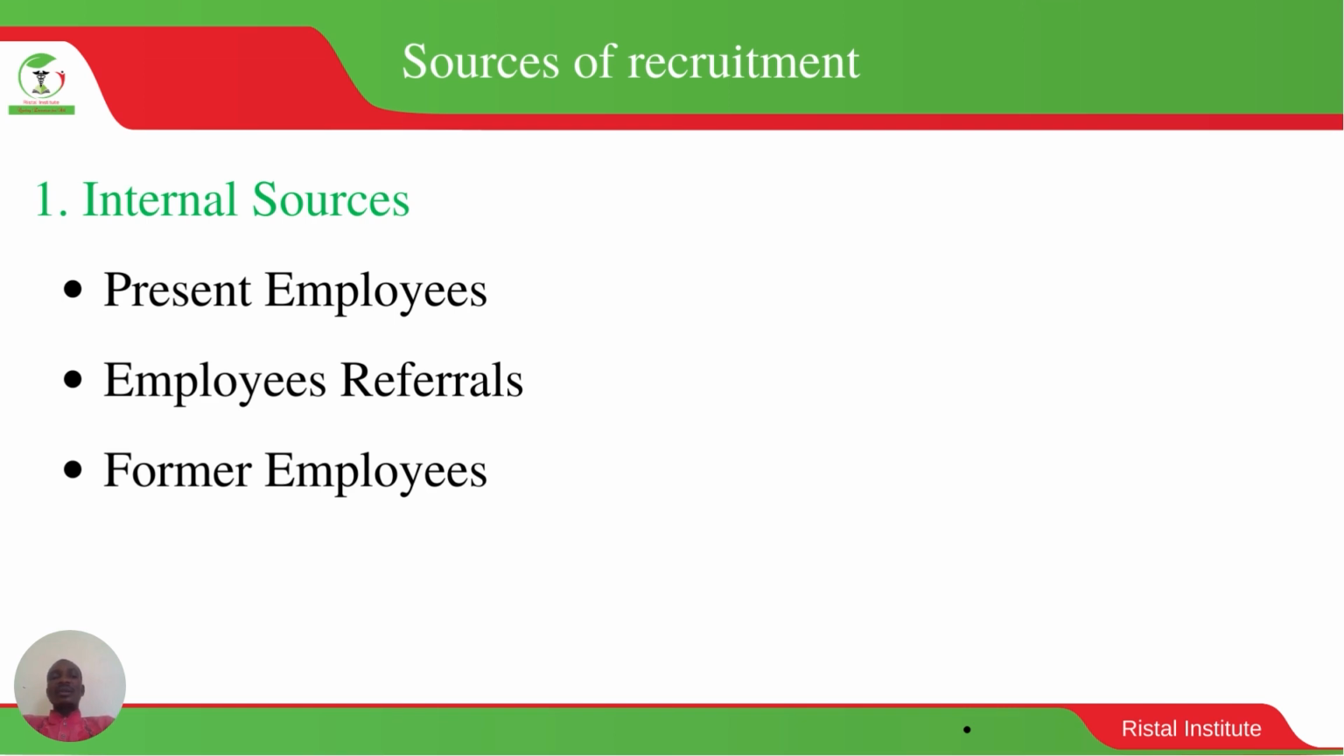Under internal sources, we are talking about the present employees, the employees' referrals, or the former employees. When we talk of present employees, it means if I'm currently working as assistant HR, and the organization wants to recruit an HR manager, then they can just promote me from assistant HR to HR manager. So that's how recruitment is done internally. You do not need to go and advertise to look for an HR manager from outside.